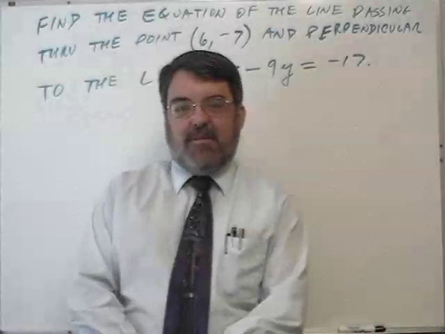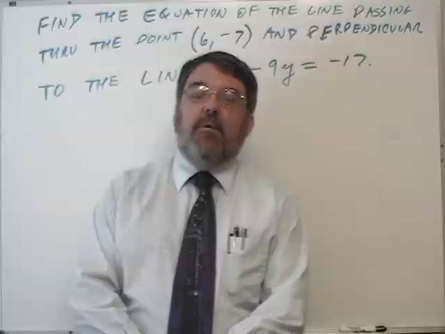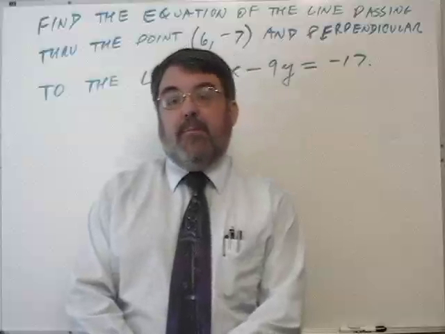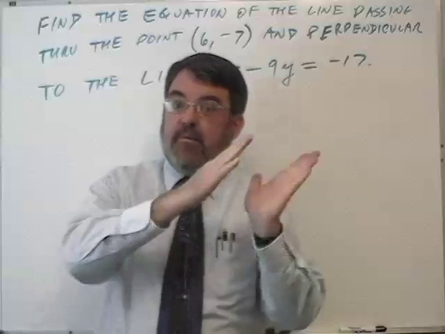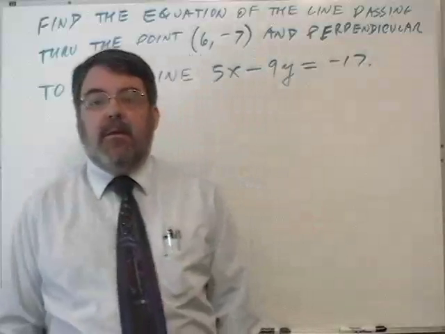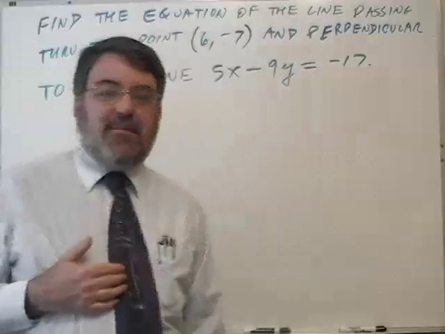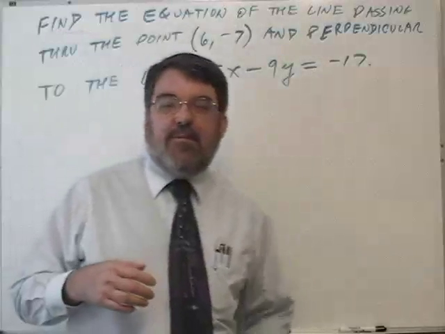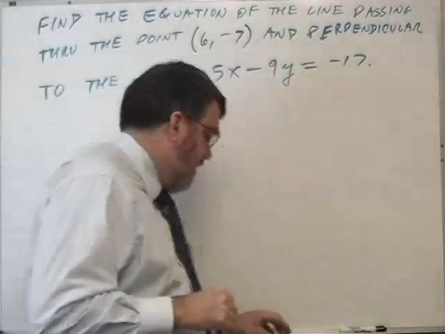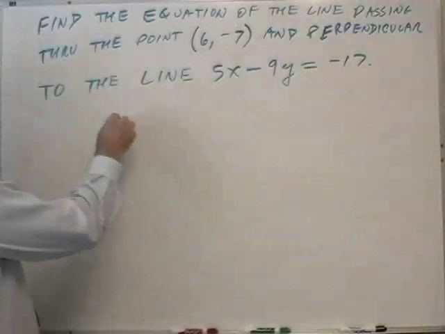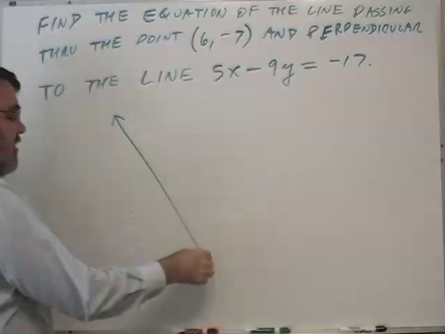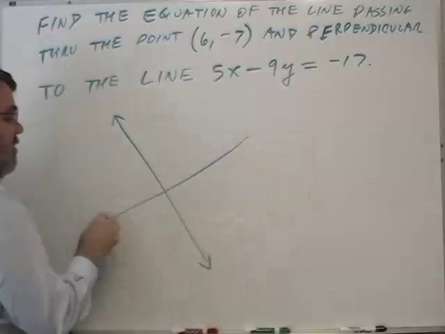We saw in the last clip that the relationship of the slopes between parallel lines is very simple. They're the same because they run in the same direction. Somewhat more complicated is the relationship in slopes between perpendicular lines. So to make clear, perpendicular lines cross at right angles.